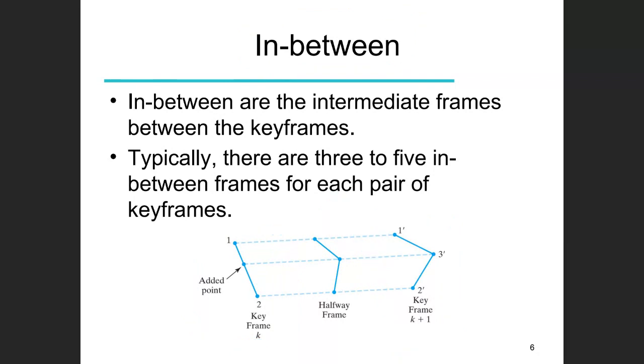So meaning is that, for example, if we have a keyframe K and the keyframe K plus 1, between them we can generate, for example, 3 in-between frames sometimes. We can generate sometimes 5 in-between frames, or maybe a larger number depending on the choice of the animator, maybe 7, maybe 9. So it depends on the designer of the animation how many in-between frames he wants to insert between the keyframes.